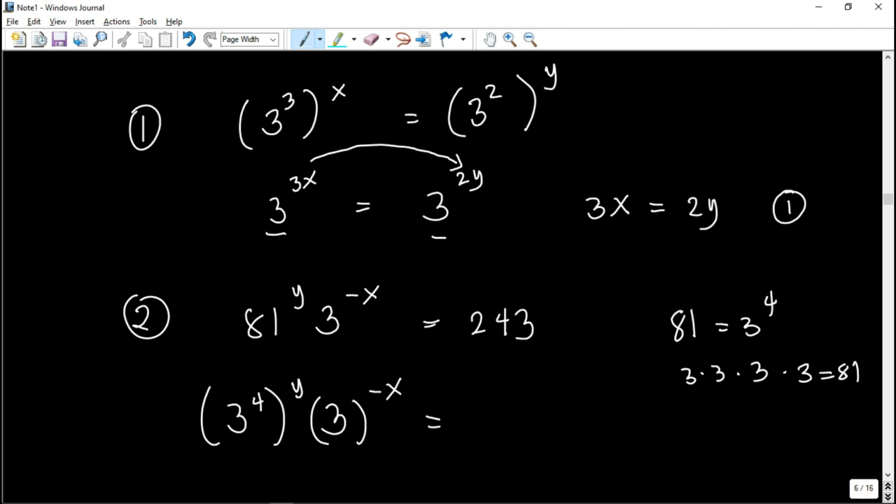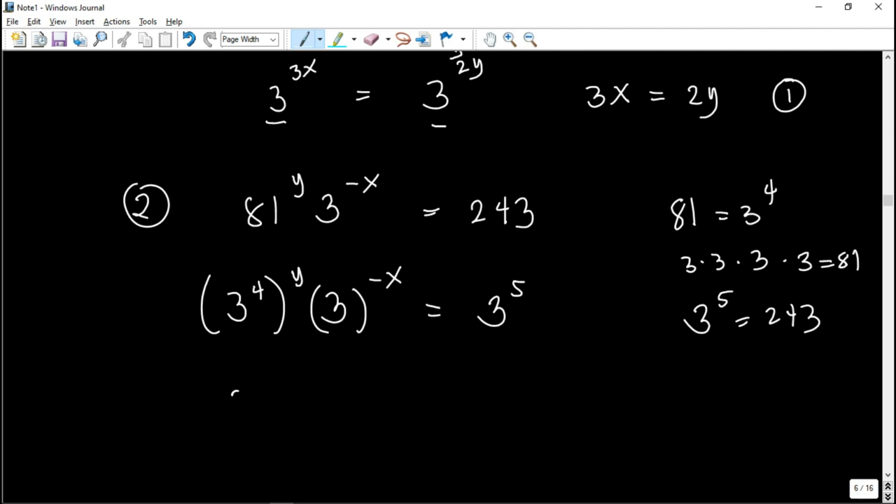Okay, so yung 243 dapat maging base niya is 3. Express natin siya into exponential form wherein ang base niya is 3. So that we can make or we can produce another equation. So 243. Okay, so let's try this. So 3 times 3 here, 9 times 3, 27 times 3, 81. So 81 times 3 is 243. Therefore, 243 can be expressed as 3 raised to 5. So this is 243. So this is 3 raised to 5 or exponent 5.